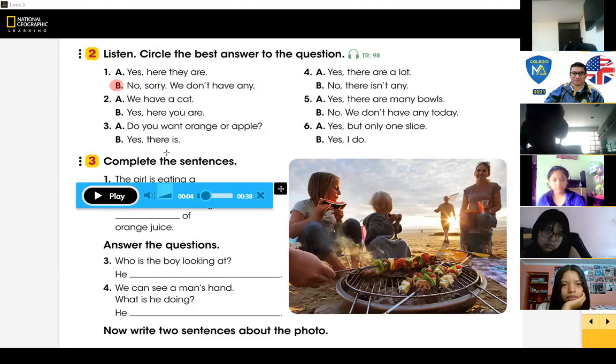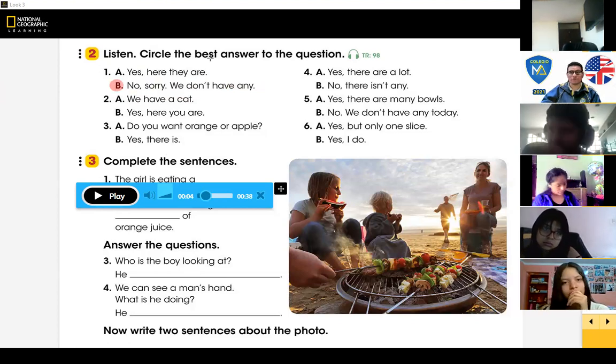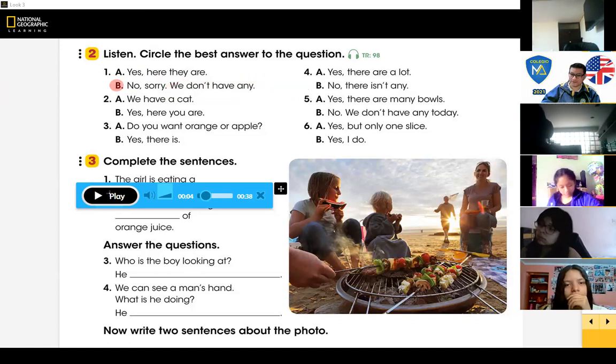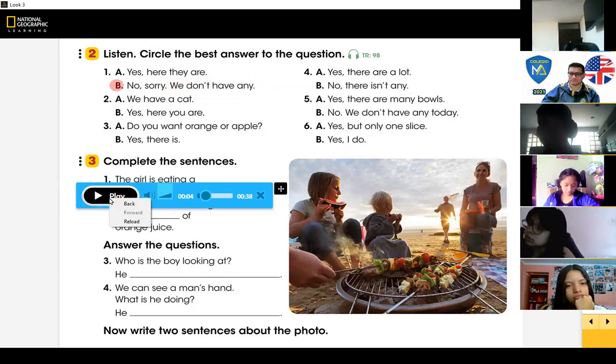Can I have a glass of milk? ¿O me puedes dar un vaso con leche? No, we don't have any. No tenemos. Okay? Number two, continue.